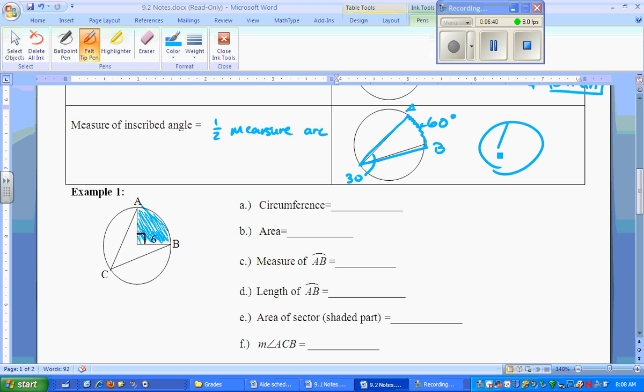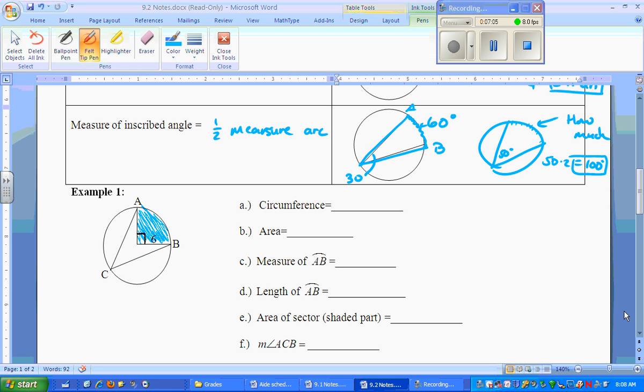Vice versa, if you knew an inscribed angle and said the inscribed angle was 50, how much is the measure of the arc here? All right, you know that this has to be twice as big, so you're going to take the 50 times 2 and get 100. And we'll get into that when we get into circles more often.